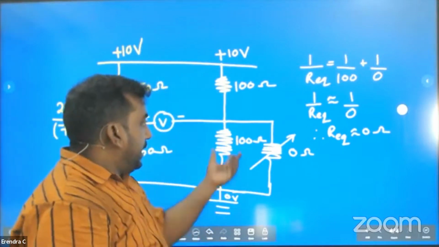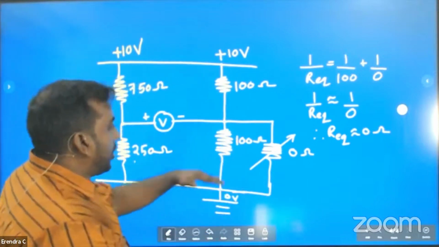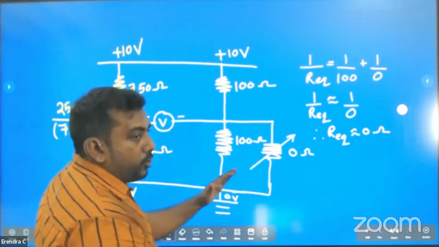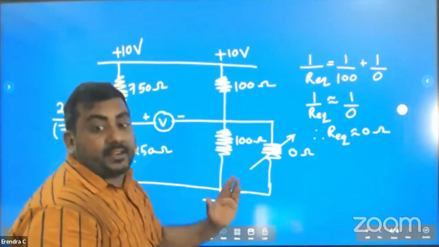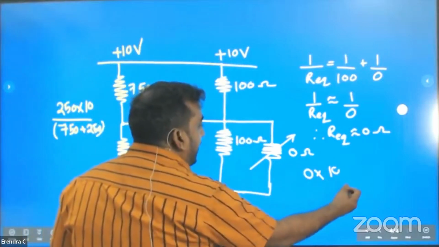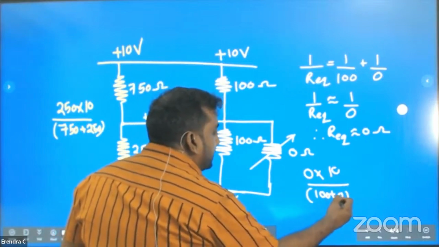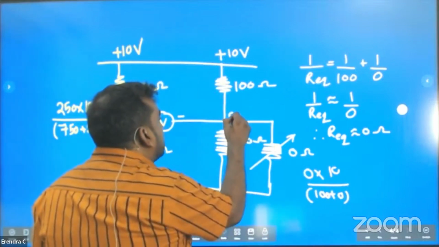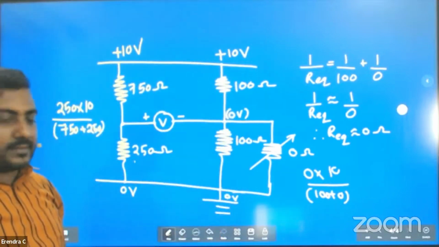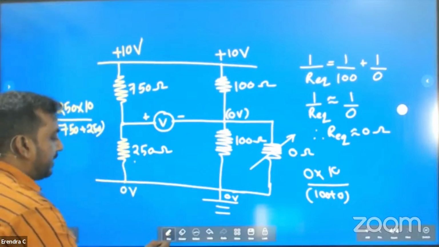Wait. Effective resistance here 0 means, what is your potential drop? You will say, sir, potential divider, I know. Resistance into total voltage. 0 times total voltage 10 divided by the addition 100 plus 0. What's your answer? 0 volt. Understood? Will something happen here? Nothing happens. Nothing will happen there.